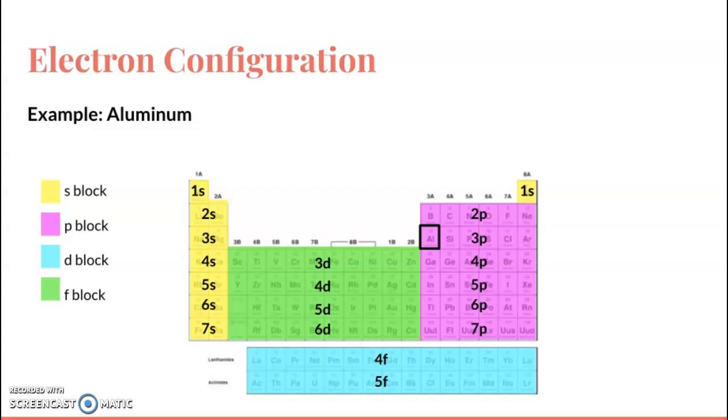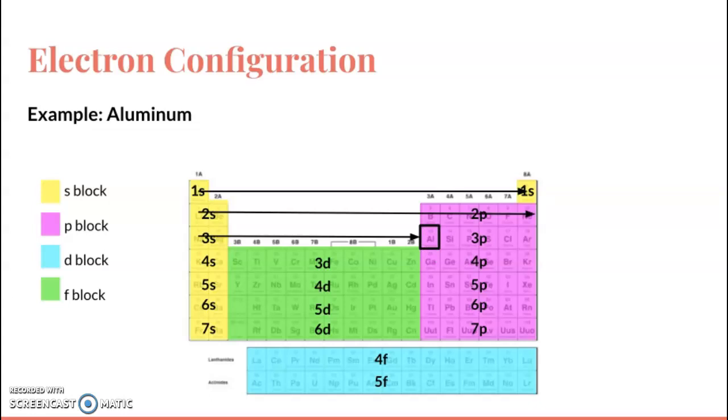I have highlighted an S, a P, a D, and an F block for you. I want you guys to do the same thing on your periodic table that is printed out for you. My first step is to identify aluminum, which I have boxed here. My second step is to go across each row until I hit the element I want. So I'm going across this period, across this period, across this period, and I'm stopping at aluminum.